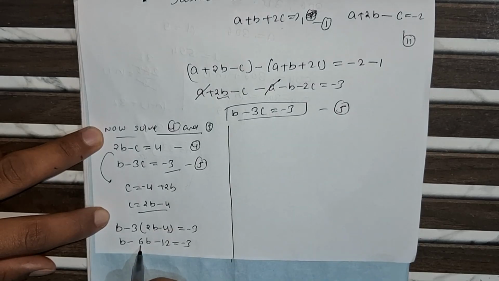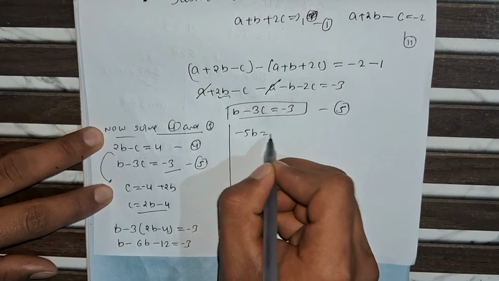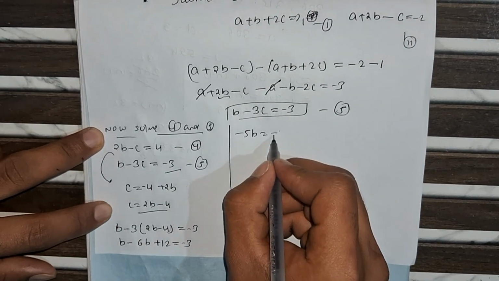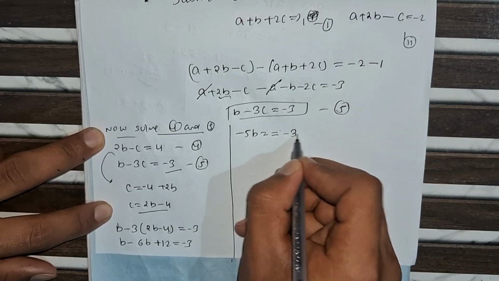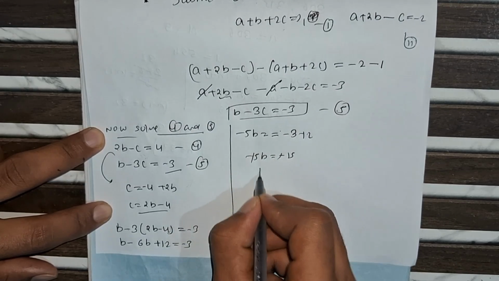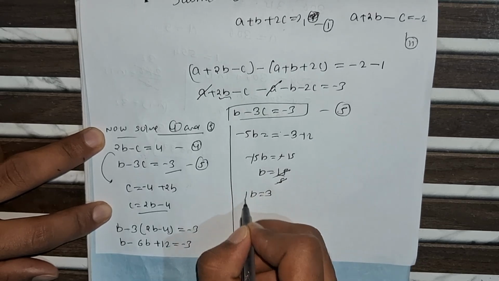So b minus 6b, which is minus 5b, equals minus 3 minus 12. So minus 5b equals minus 15. This minus will cancel out. b equals 15 by 5. So b equals 3.